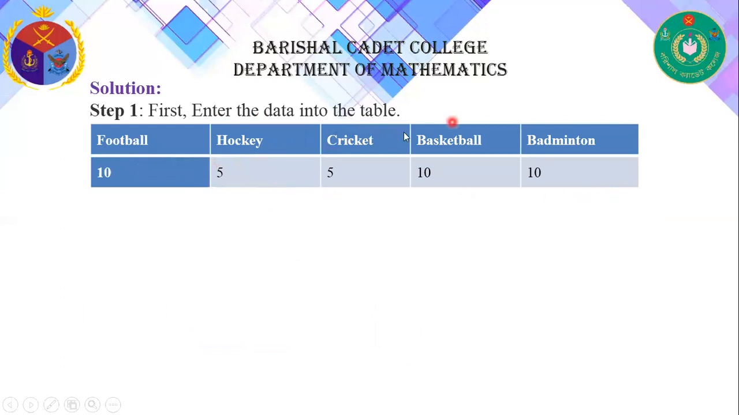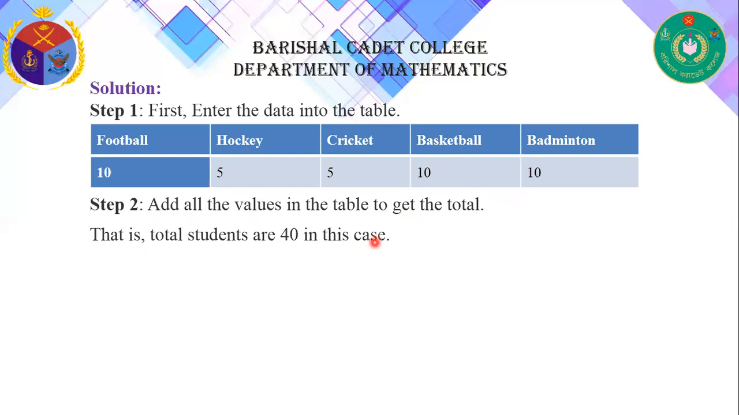Here we have the table: football, number of cadets 10, hockey 5, cricket 5, basketball 10, badminton 10. And step 2, add all the values in the table to get the total. We add all the values. Then the total students are 40 in this case. Here 10 plus 5 plus 5 plus 10 plus 10 equals 40.